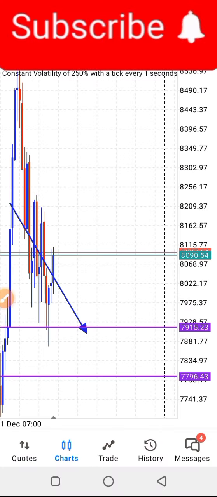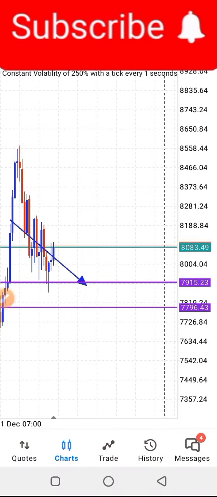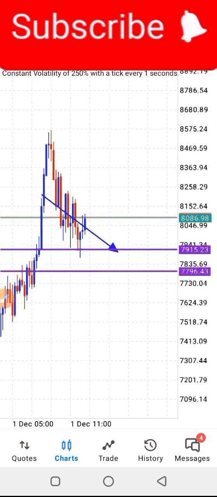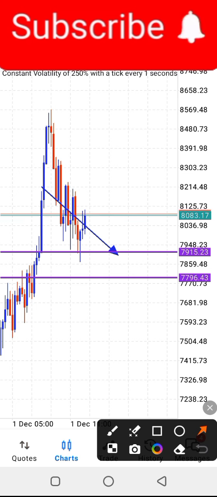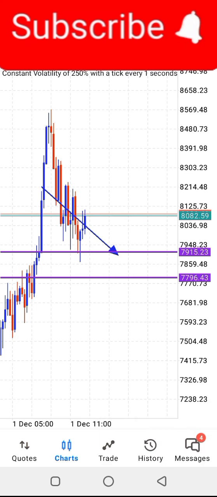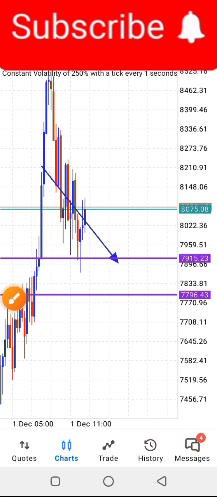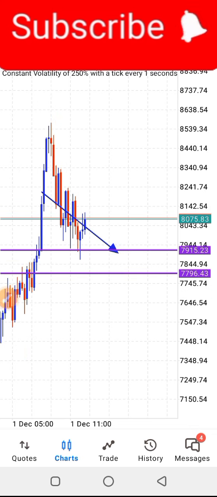So I'm also waiting on this one. This one has already gotten to my point of interest. You can see, look at the arrow I drew right there. I wanted price to come in here. So the next thing I'm waiting for is for price to give me a bullish fair value gap, which I'm going to enter on to continue to the upside. So let's see how this plays out.